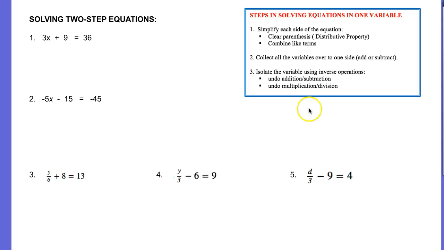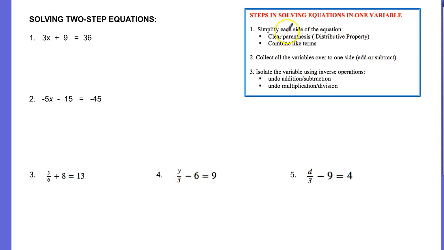Hello there. In this video, we are going to solve two-step equations. So I have here the steps in solving equations in one variable, and you will use all the steps when you are doing any type of equations in one variable. Some of the steps here you don't have to use depending on what equation you have. So let's go through the list here.